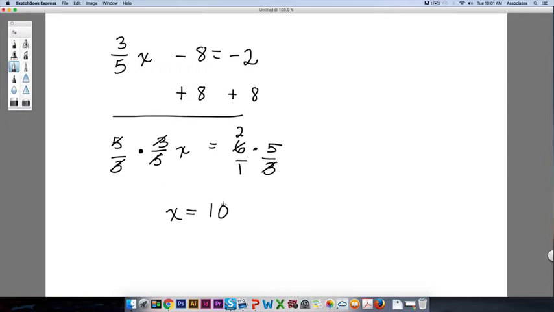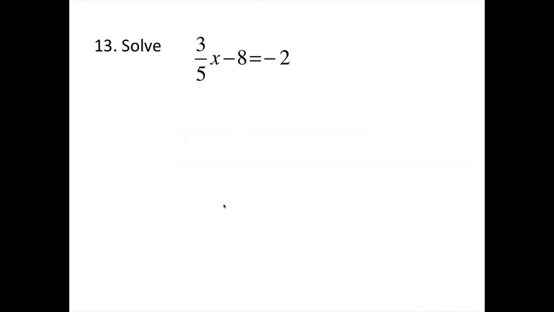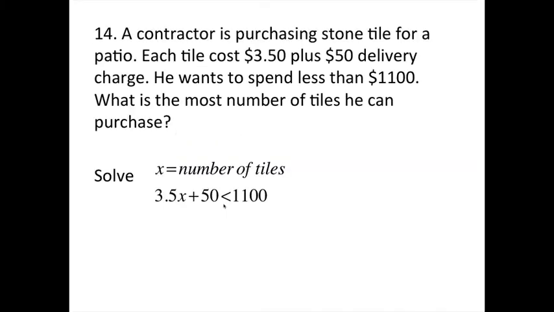All right, pause if you need to. Welcome back. Let's go back to our PowerPoint. Now, number 14 looks like a terrible problem, but notice the inequality is already set up for you. It says a contractor is purchasing stone tile for a patio.